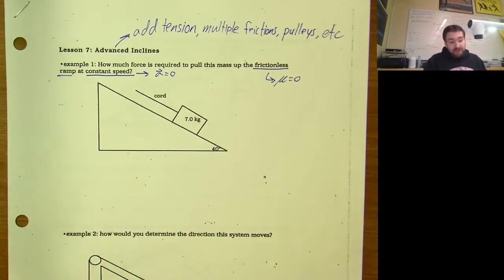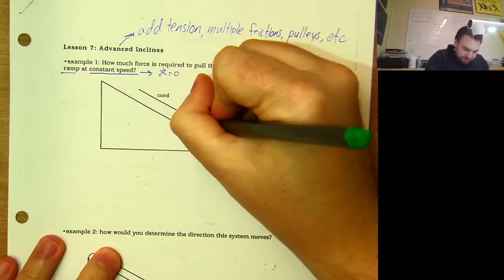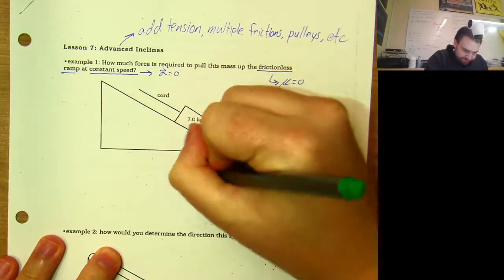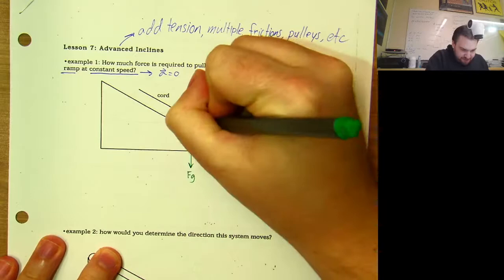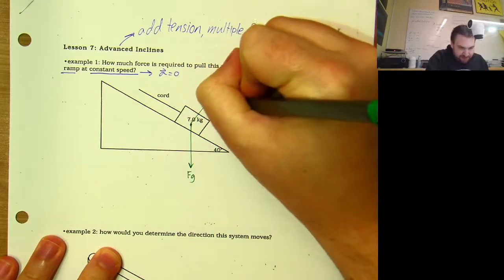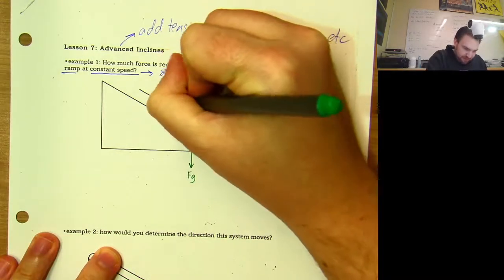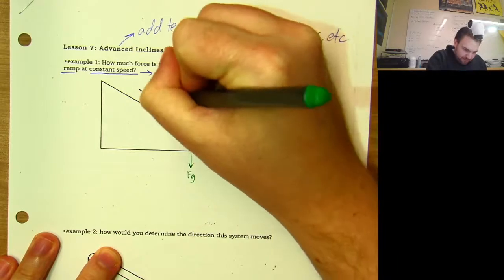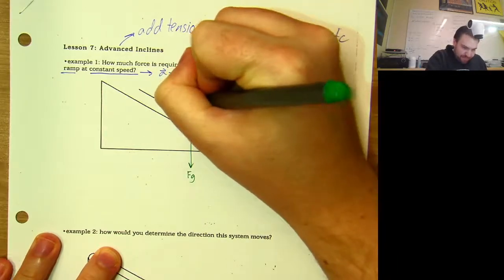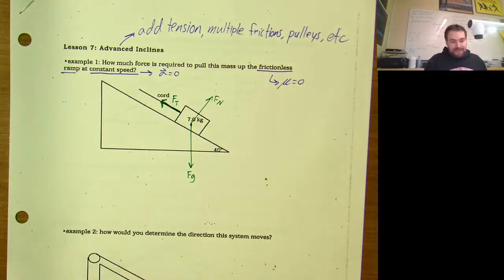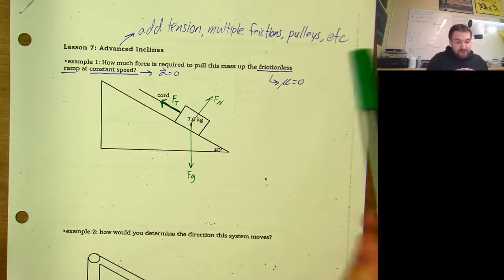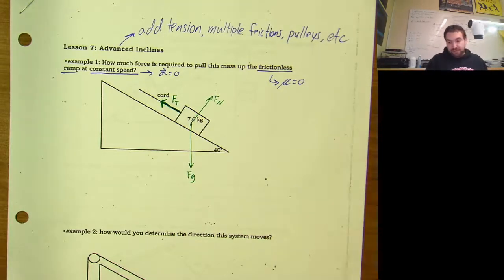Now let's draw our free body diagram of our block and see what that gives us. So we've got a force of gravity, Fg, straight downwards. We've got Fn perpendicular to the surface. And we've got force of tension. That's it. There is no friction, so there is no friction force to draw.